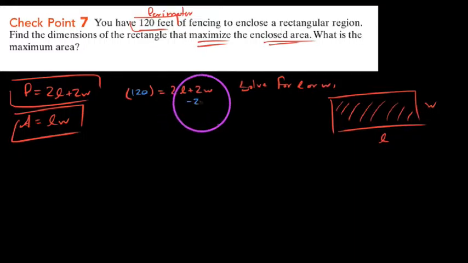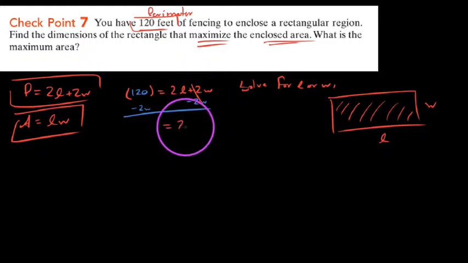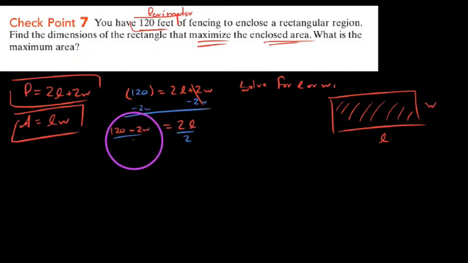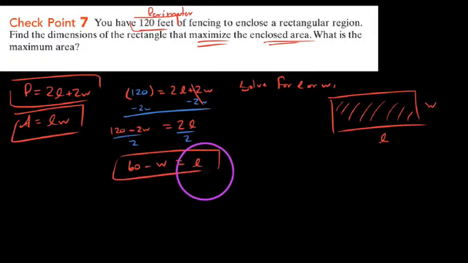So I say subtracting 2W from both sides here, we would get that 2 times the length would be equal to 120 minus 2 times the width. And then follow this up with dividing by 2. We would end up with this expression here. The length in terms of the width would be 120 divided by 2 minus 2 divided by 2, which is negative 1 times W.